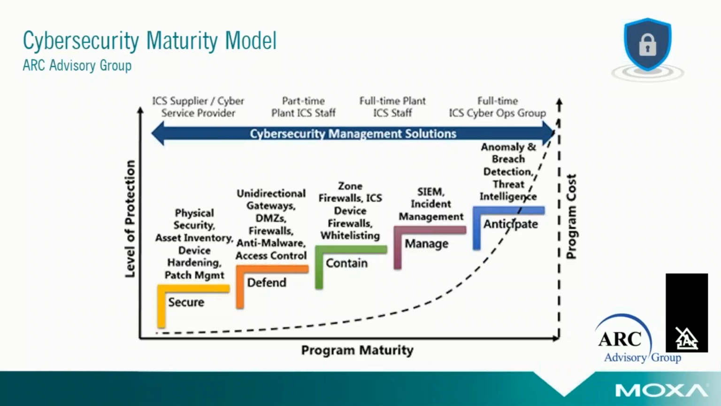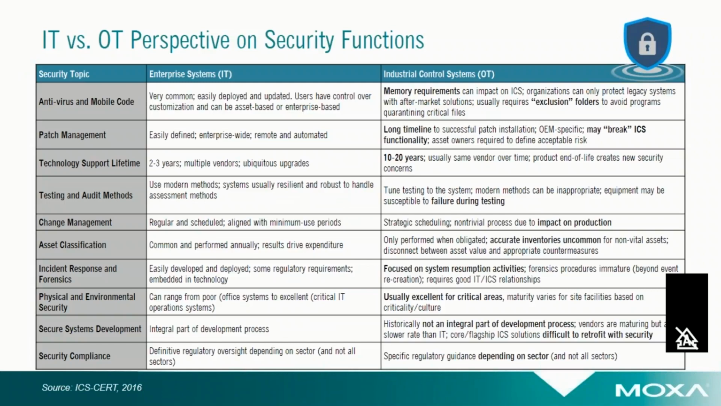From there, deploying firewalls and DMZs, as well as implementing access control, are typically the next steps. Deploying zones and conduits to develop containment zones, using additional firewalls and whitelisting allowed traffic rounds out the typical security initiatives. From there, getting into security information and event management software or anomaly and breach detection and other software packages really requires an investment in full-time security teams in order to manage and implement these systems.